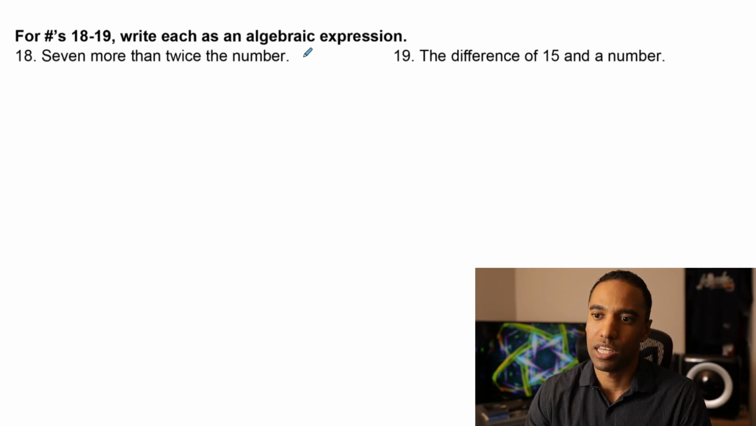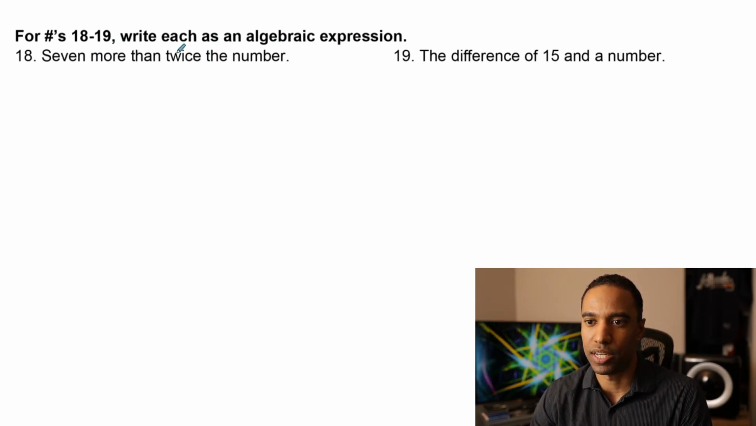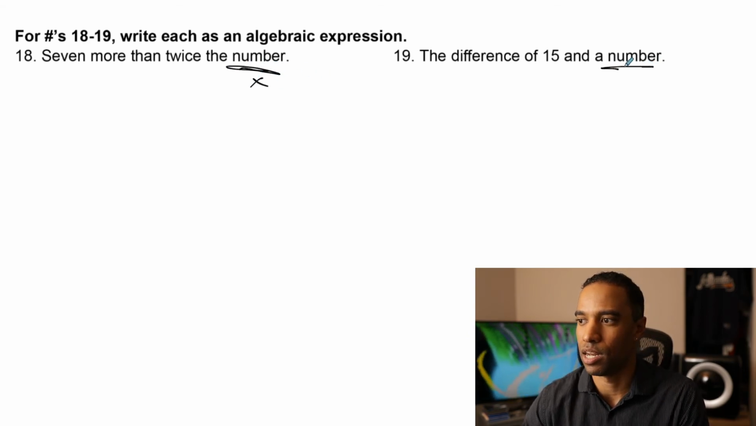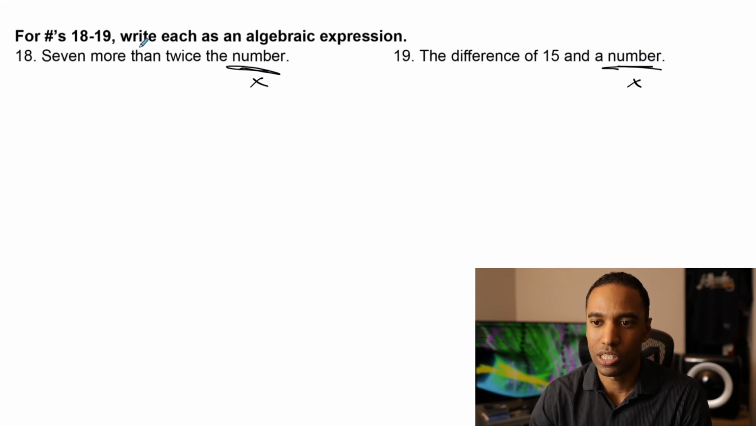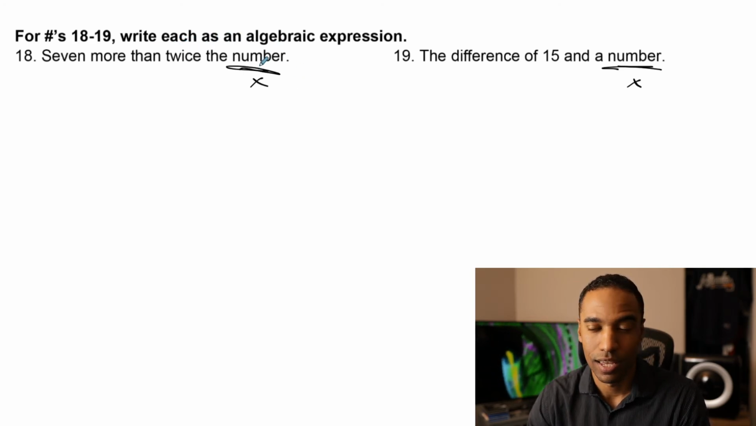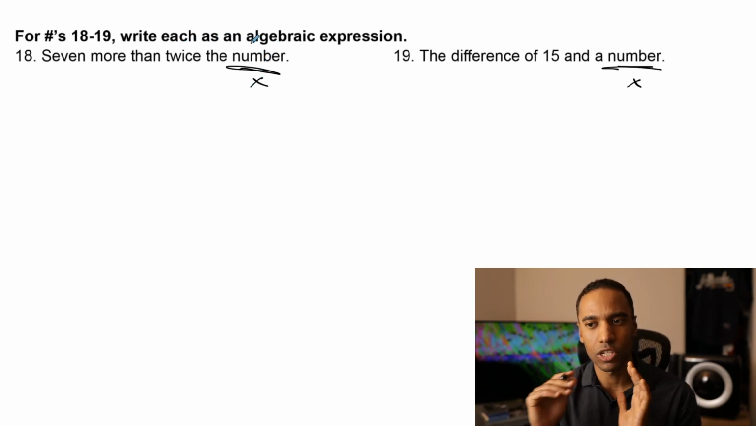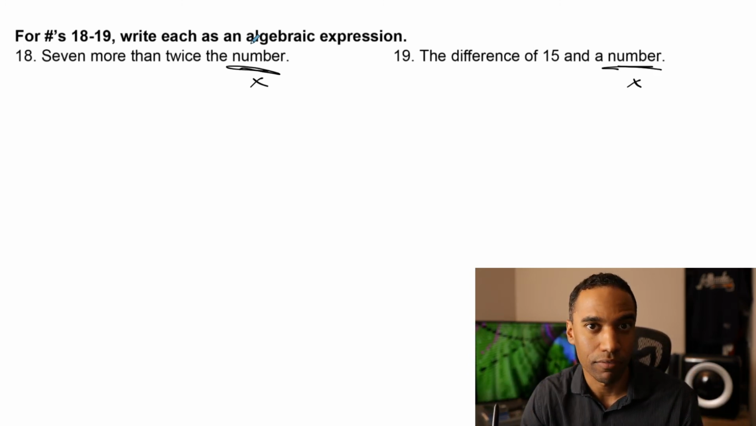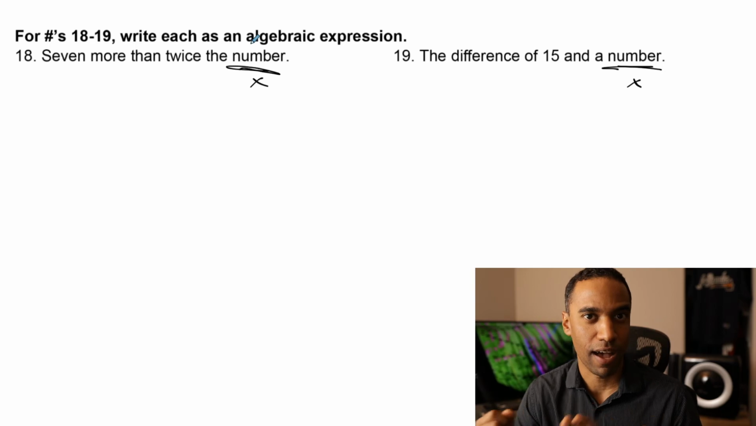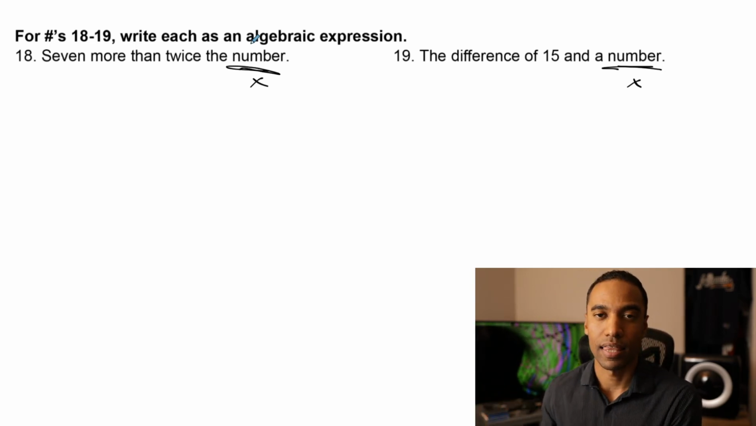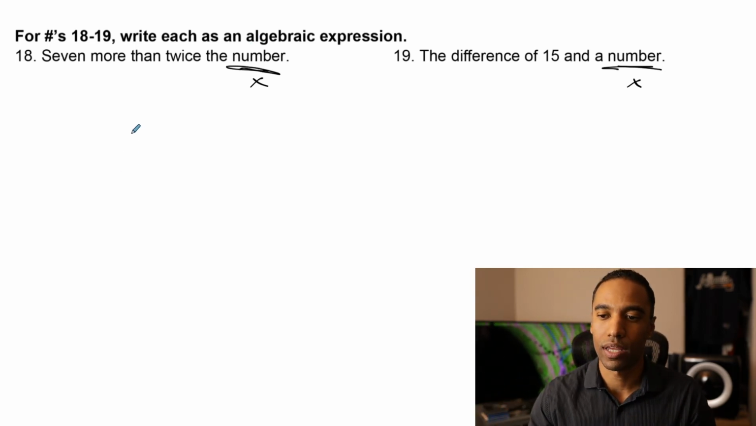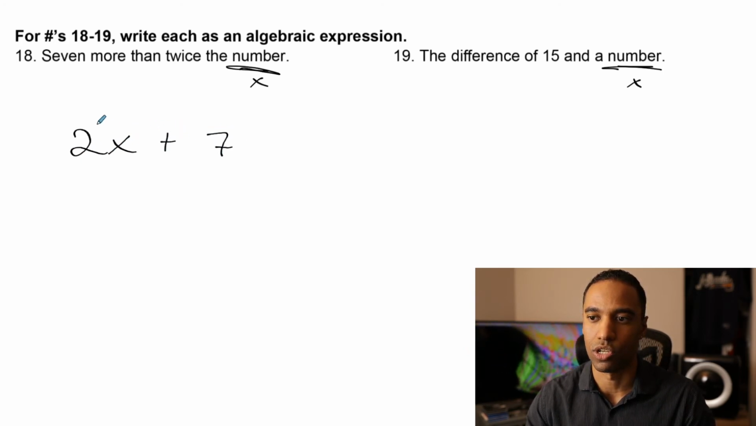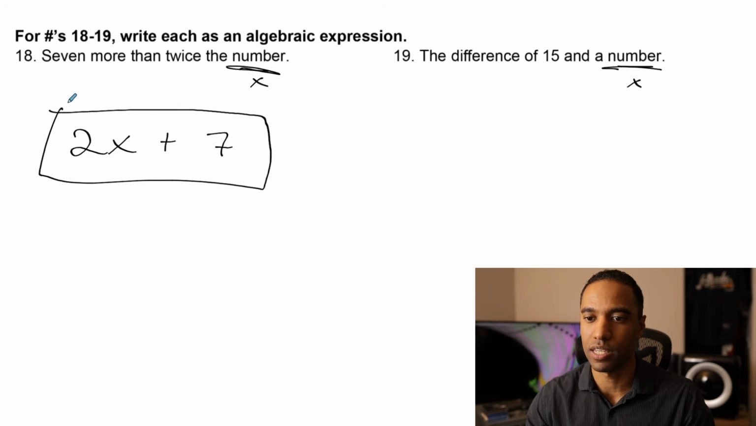All right, numbers 18 and 19. Write each as an algebraic expression. 7 more than twice the number. I'm going to use the number as X. What's 7 more than twice that number? If you still have problems with this stuff, try a real number, make it work. What's 7 more than twice the amount of 5? Well, you take twice the amount, 2 times 5, and then you add 7 to it. So we're going to take 2 times our number, whatever it is, X, and add 7 to it. There's my algebraic expression for 18.